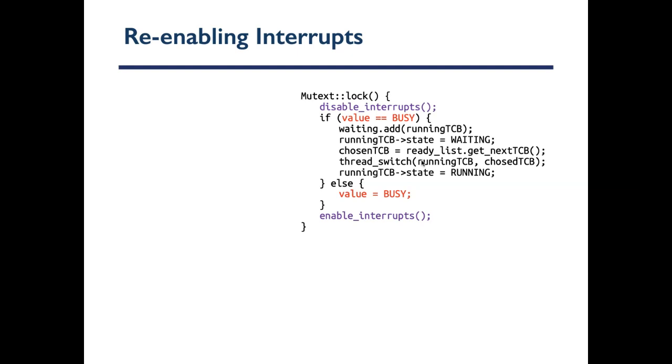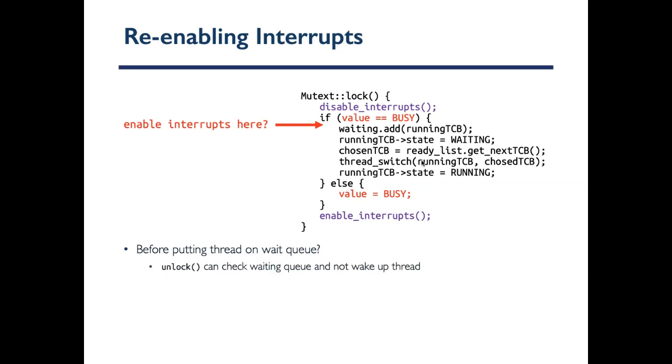When should we enable interrupts? So the first option that we have is to enable interrupts here, right after we check to see if the lock is busy or not. The problem with this one is that this is too early to enable interrupts, because if you enable interrupts before you put yourself to sleep, somebody else, the one who had the lock maybe, can wake up and then see that there is nobody in the waiting list.